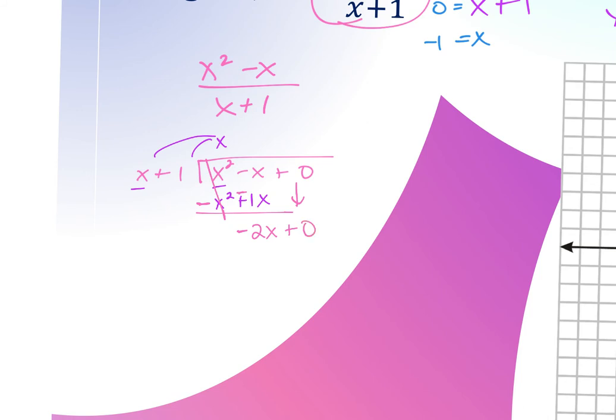First into first again. So what do I have to multiply x by to get to negative 2x? Minus 2 gets multiplied by both. So negative 2x minus 2. And then we change our signs. This cancels as it should.